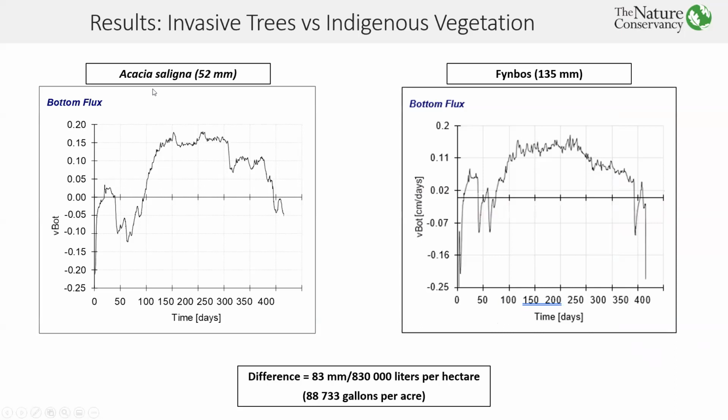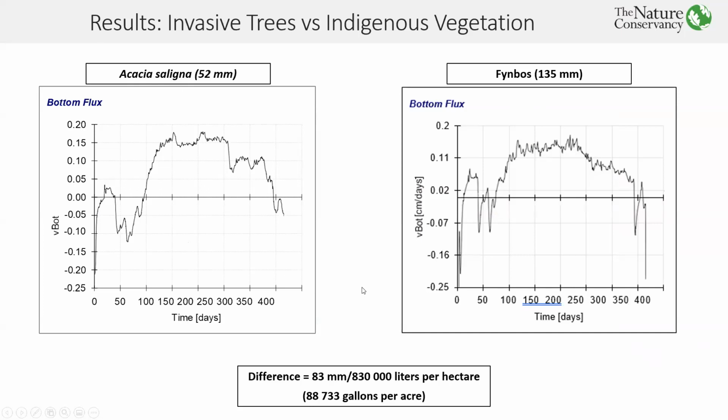As I said, from an area occupied by the Acacia saligna, which is the invasives, and the fynbos, which is the native vegetation. So in this case, the negative fluxes is a directional indication, so that it represents the downward movement of water, and the positive fluxes represent water moving into the model domain. So what we were interested in is the negative fluxes, or the downward movement of water.